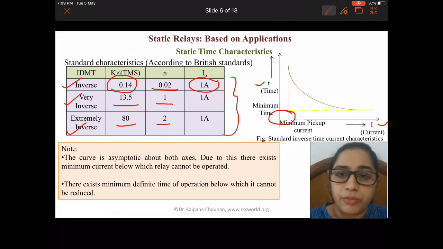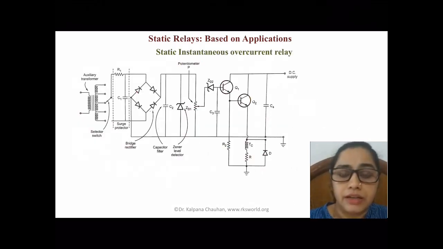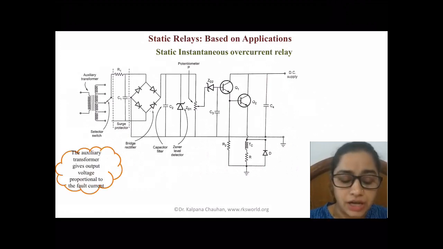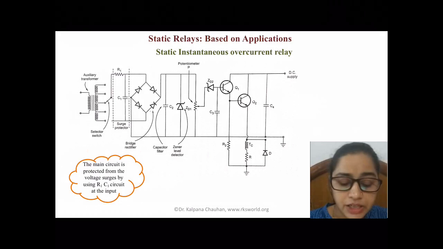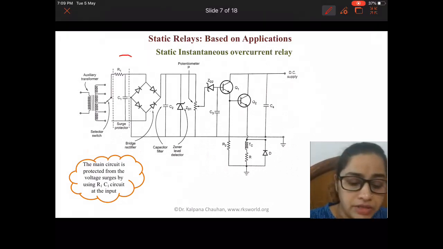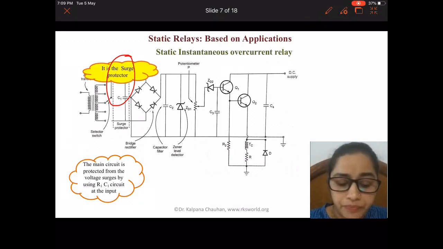which cannot be reduced. Here is a circuit for the static instantaneous overcurrent relay. In this case, the auxiliary transformer gives an output voltage proportional to the fault current. The main circuit is protected from voltage surges by this R1C1 circuit. It is called the surge protector.